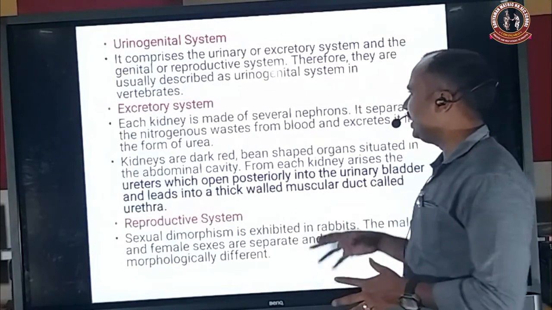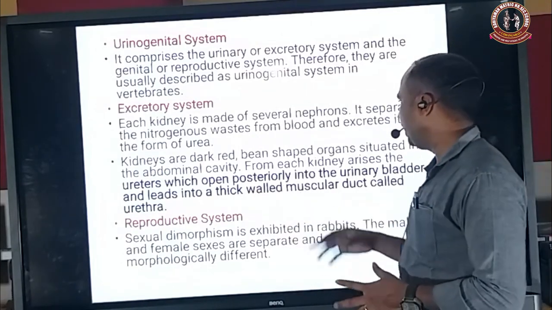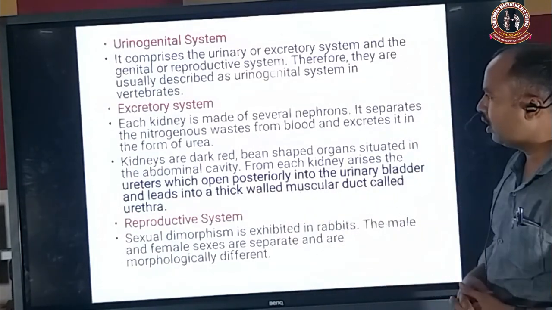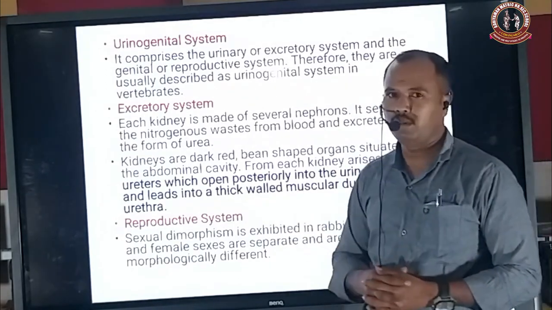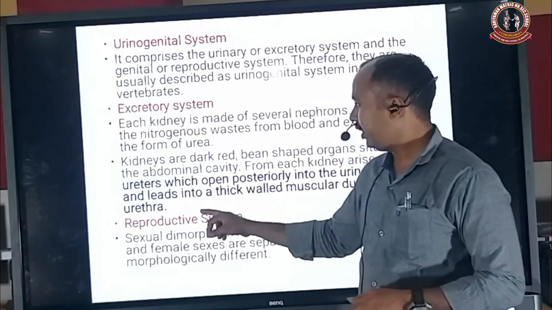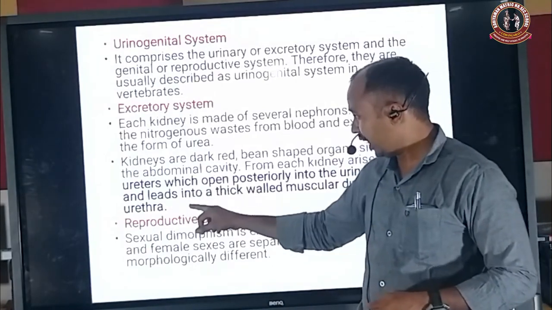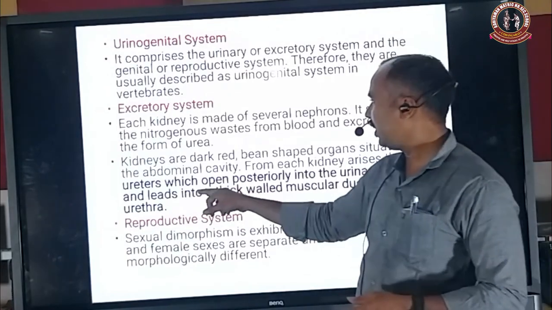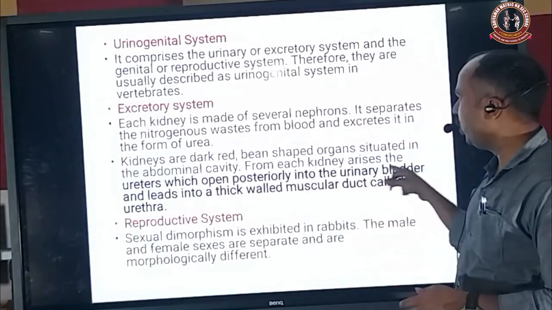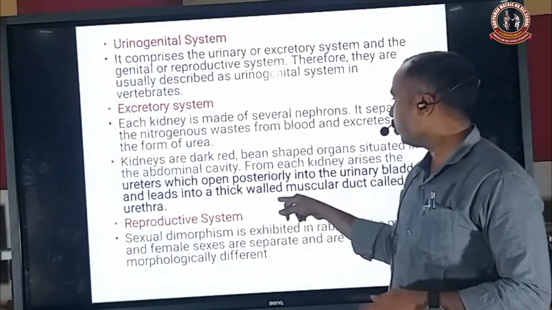From each kidney arises the ureter, which opens posteriorly into the urinary bladder and leads into the thick walled muscular duct called the urethra. Okay, so finally it comes out through the urethra.